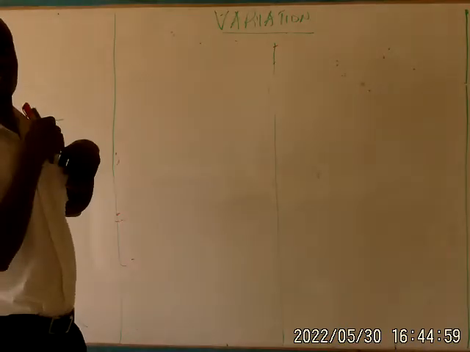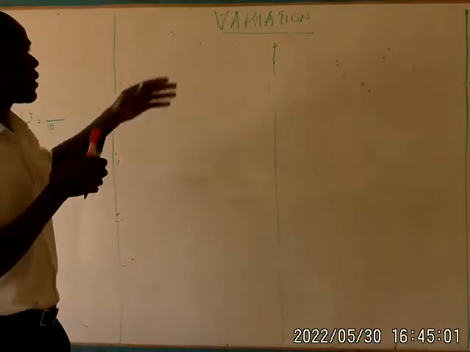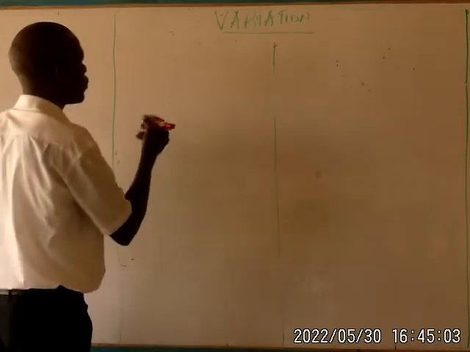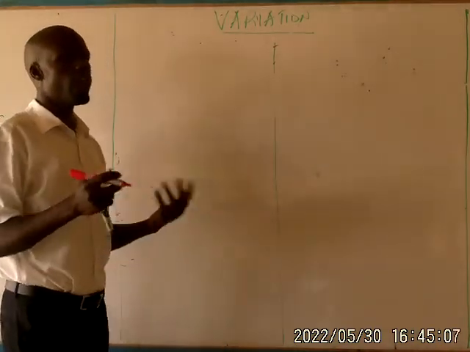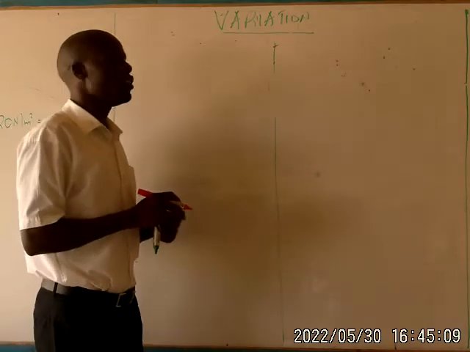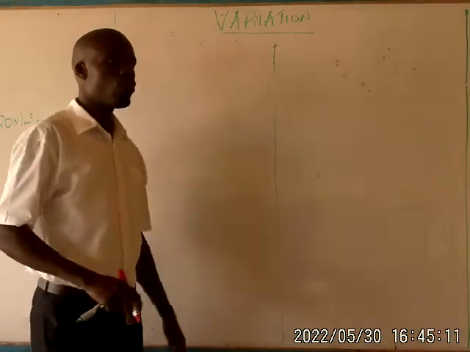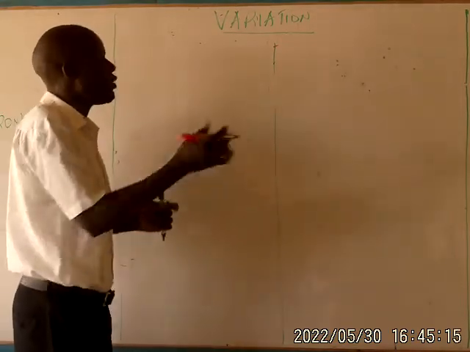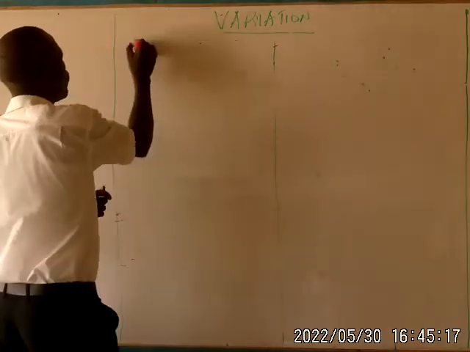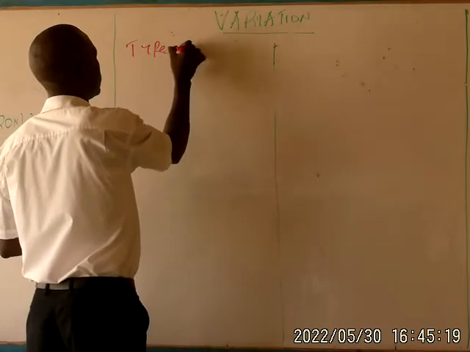Welcome, viewers. Today we want to look at variation and state what variation is. Variation here is whereby a variable is dependent on another variable, or one variable is dependent on two other variables, or even three. Therefore, we start with types of variation.